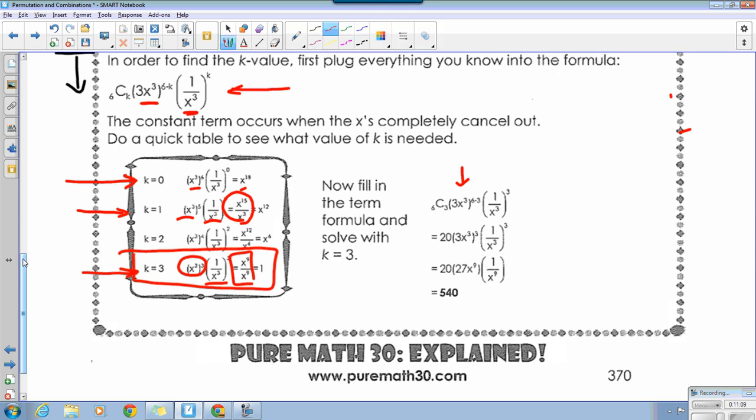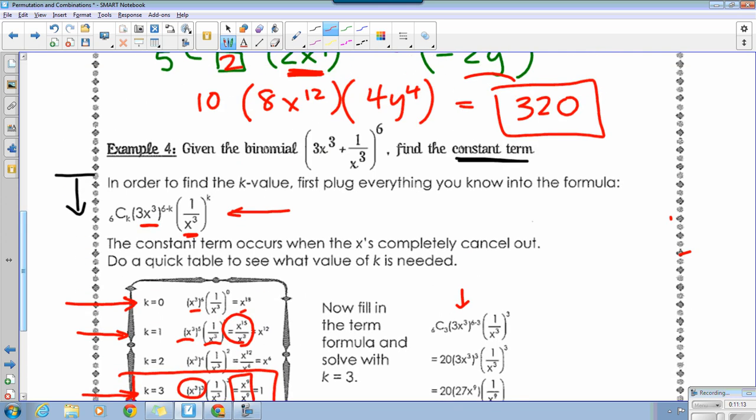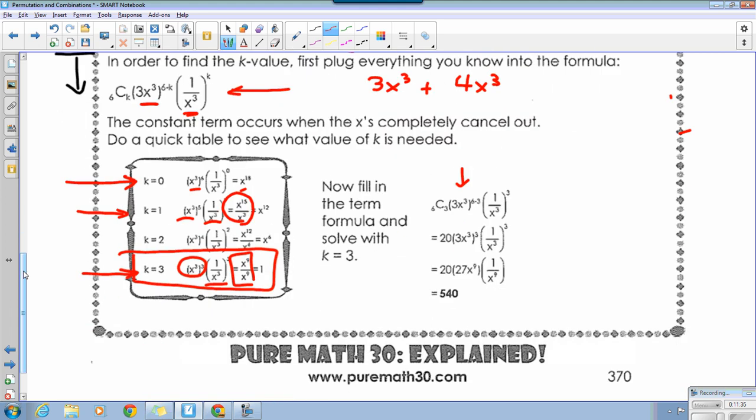You're never going to be asked for a constant term if there isn't something on the top, something on the bottom. Like nothing would cancel out. If this thing was 3x cubed plus, I don't know, 4x cubed, there would never be a constant term. Nothing would ever cancel out. Okay? But we need one on top, one on bottom. So that's it. And that kind of ends the binomial expansion thing.